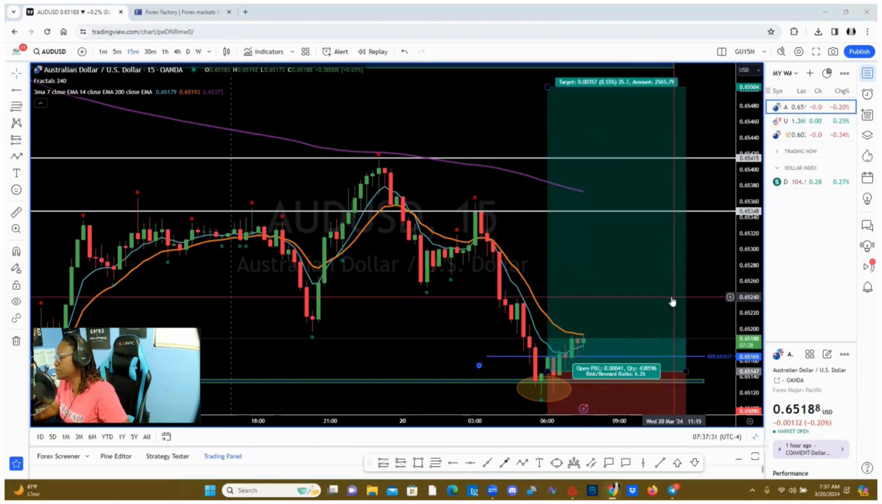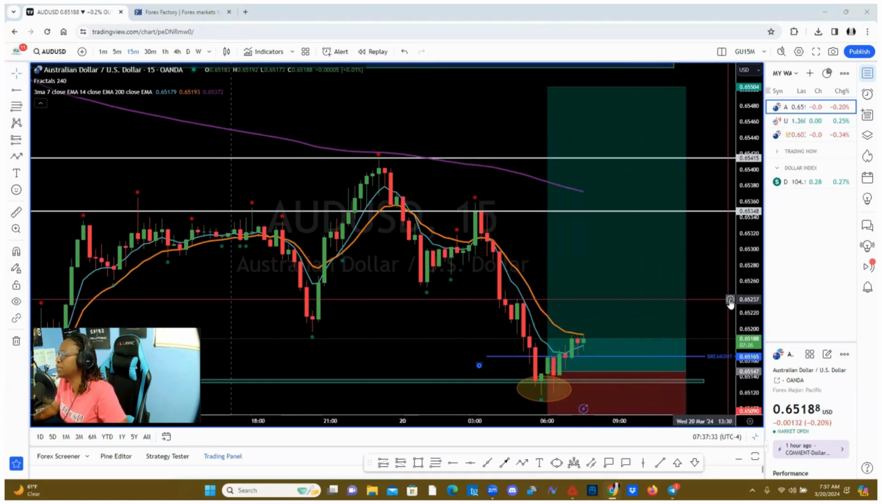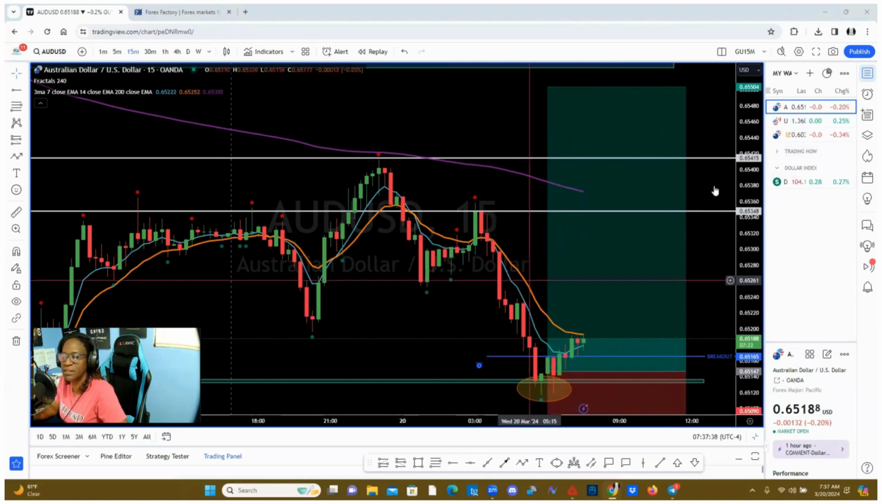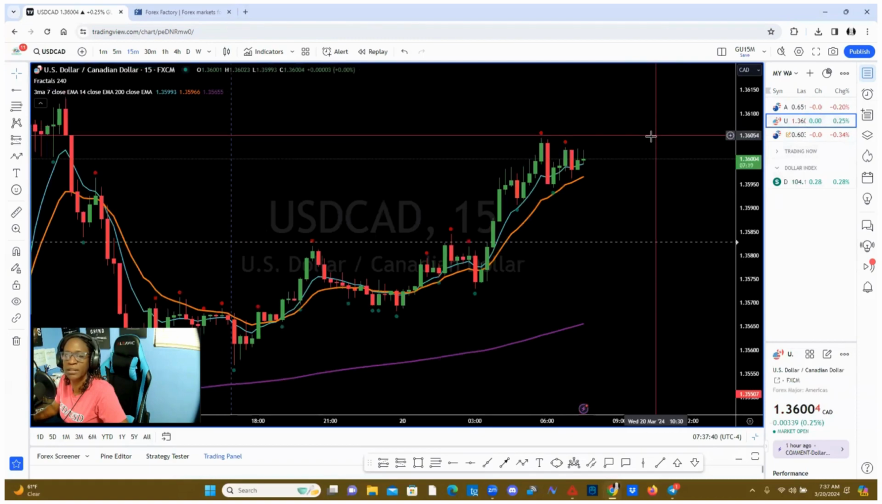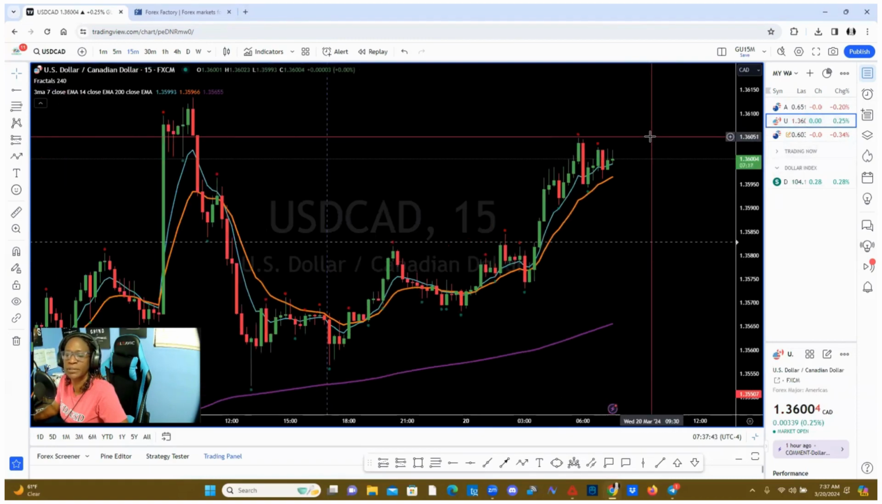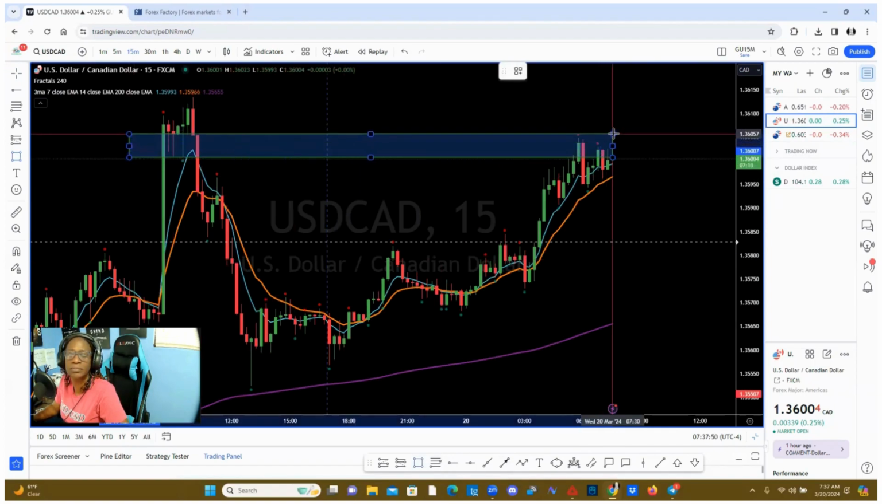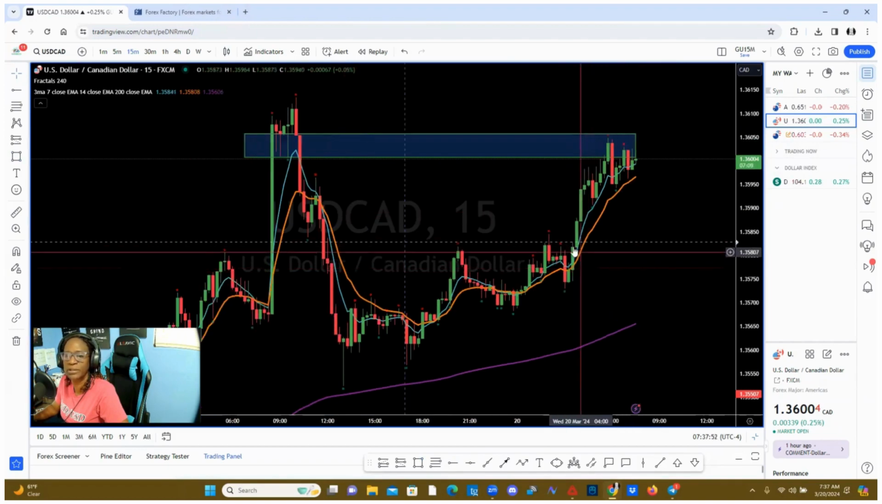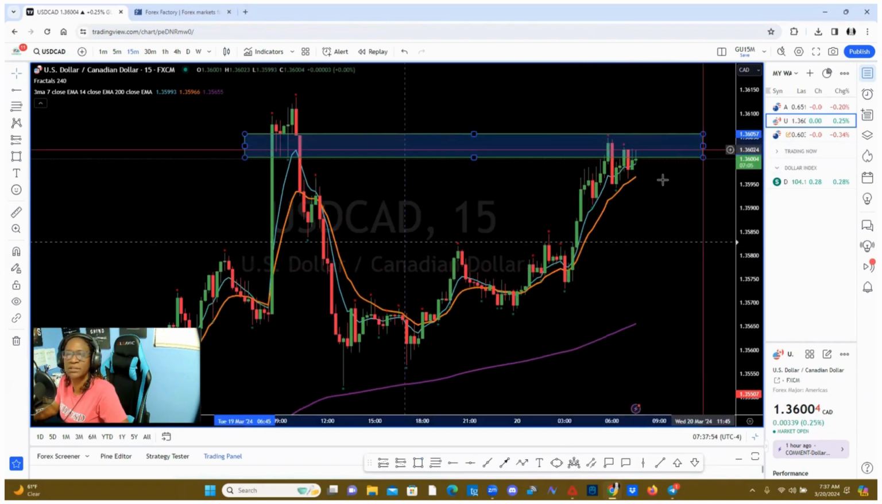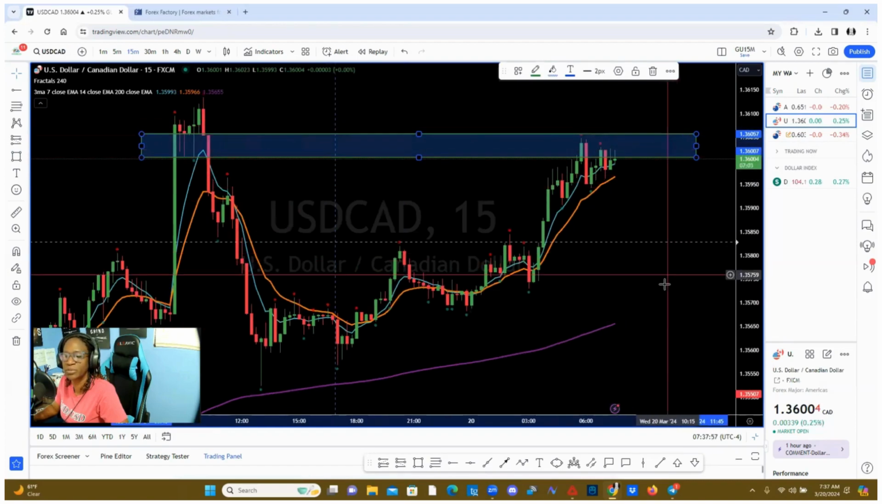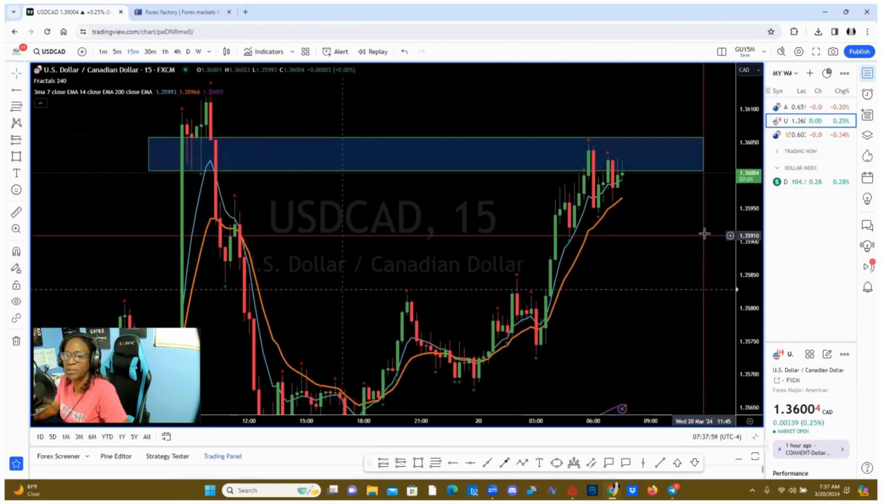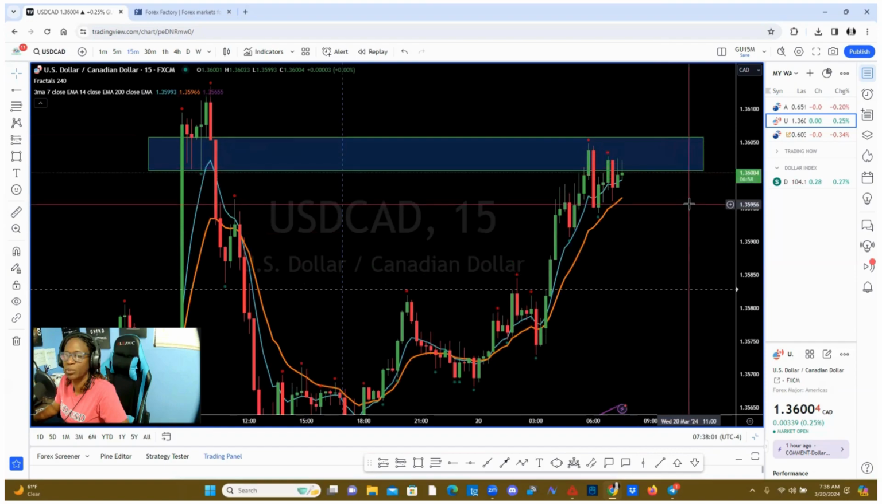Right, so far so good. The AUD. CAD still in our little zone over there. I think let me just do this. My little friction point right there. And this is where I expect price to push down. So that's what I'm anticipating, and I am waiting, being patient.